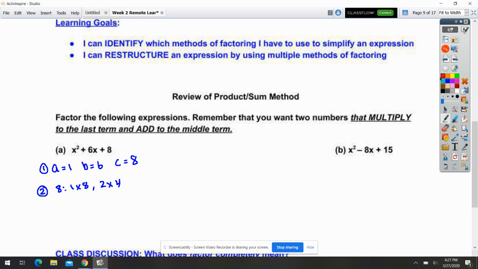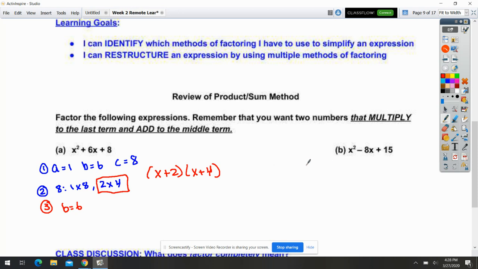Now, step 3, which of these factors add to our middle value, which is 6? So that means, we know that 2 plus 4 is going to equal 6. So those are going to be our factors. So we're going to put this into factored form, which is going to be x plus 2 times x plus 4. So if we multiply this out, if we distribute this, it's going to become this.